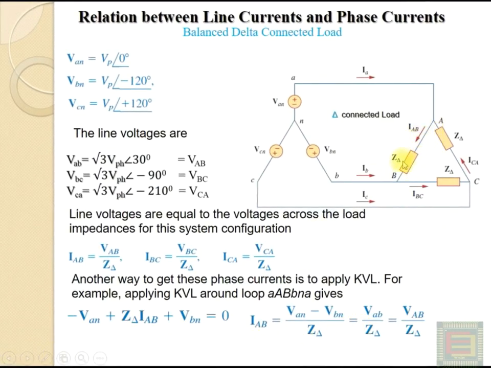That means the current flowing through each branch of the load, which is denoted as IAB, here it is IBC and ICA. But the line currents are different from the phase currents. You can see that the line current is indicated as I small a. Here the line current in the B phase is indicated as IB, and here it is IC, with the small letters a, b, c.